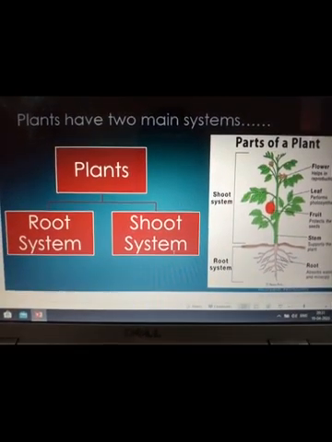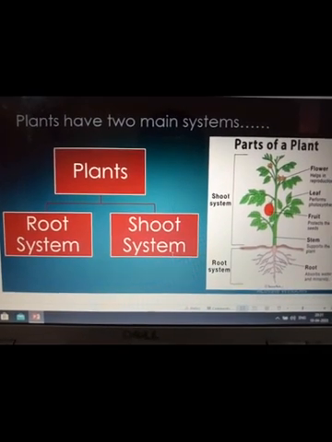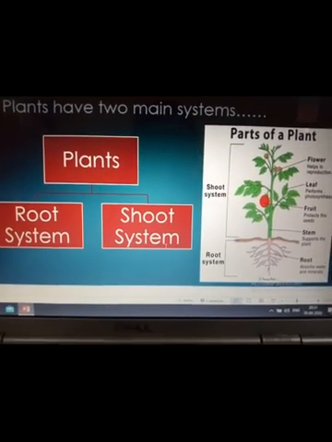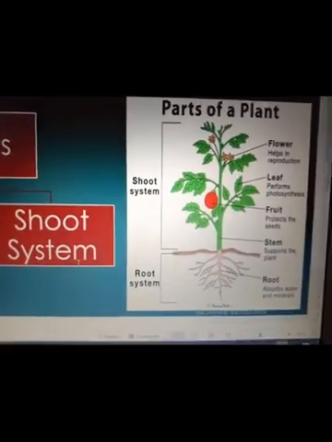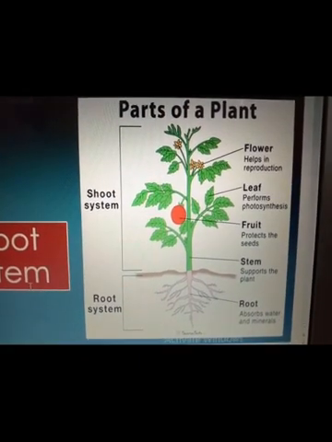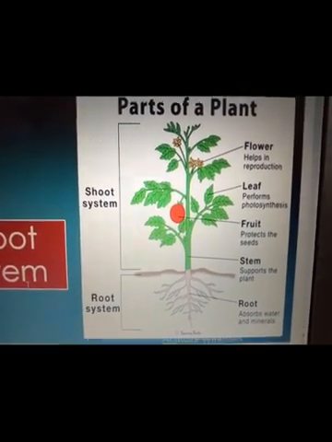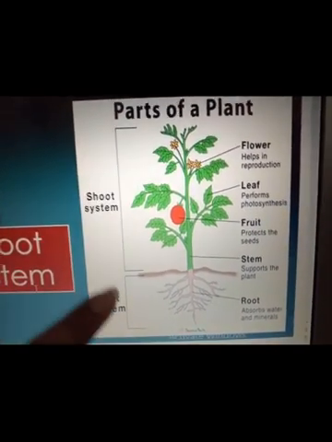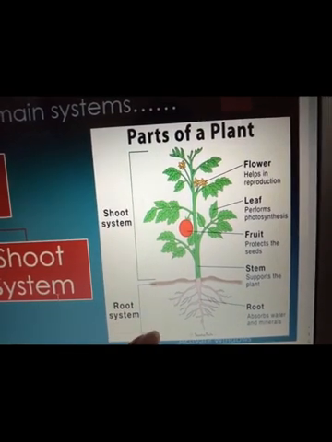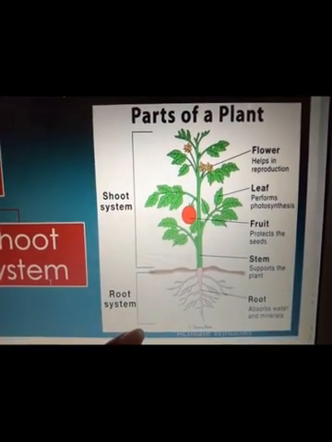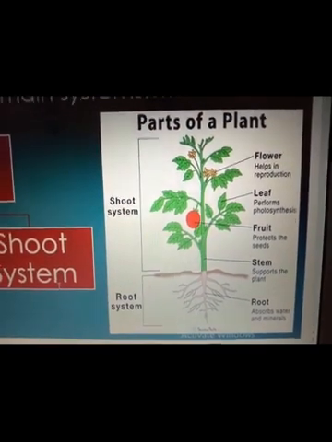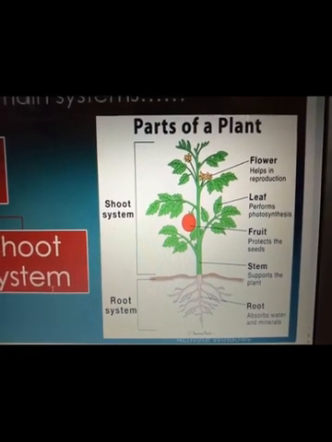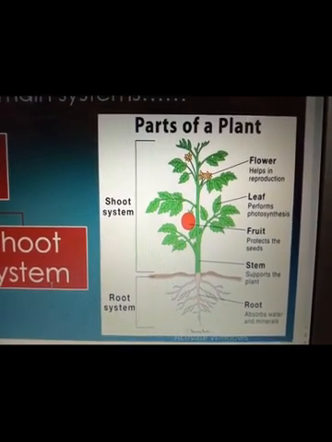And now the question arises, what is root system and what is shoot system? For that, look at this diagram. In this diagram you can clearly see that the part of the plant that grows under the soil is called root system. So what is root system? The part of the plant that grows under the soil is called root system.